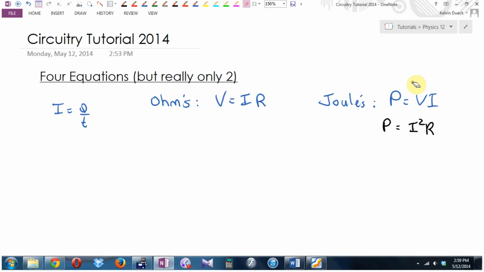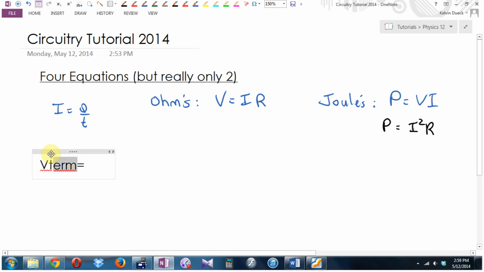Then there was a 4th equation. This was the terminal voltage equation. It said this, V terminal, I think I can make this a subscript somehow, Mr. Dueck? Yeah, I can.